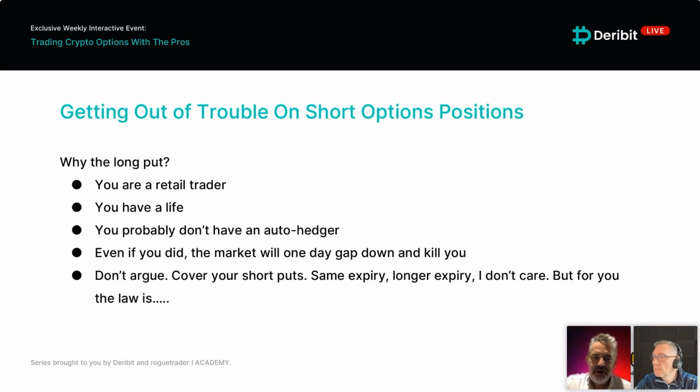Even if you did have an auto hedger, one day the market will gap down and kill you. And I'm not joking here. If Bitcoin gaps down by like $5,000, it'll do it in a minute or a second. And even if you've got an auto hedger, it will not get a chance to trade futures to manage your delta, because there'll just be a gap. There'll be no liquidity in the futures market, and you're just going to take a loss.